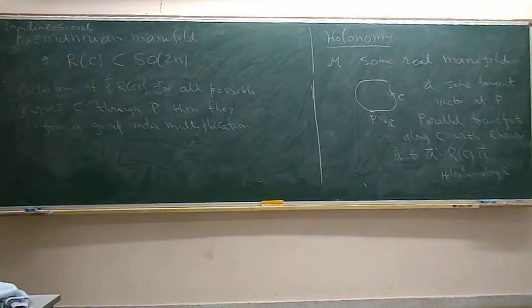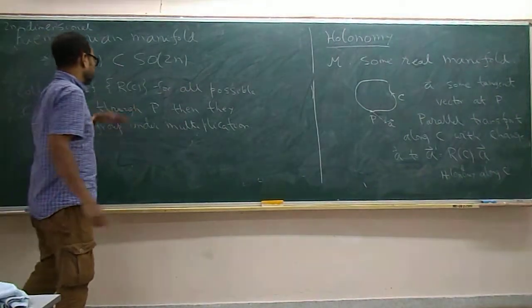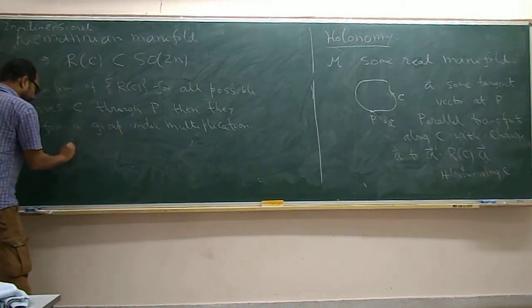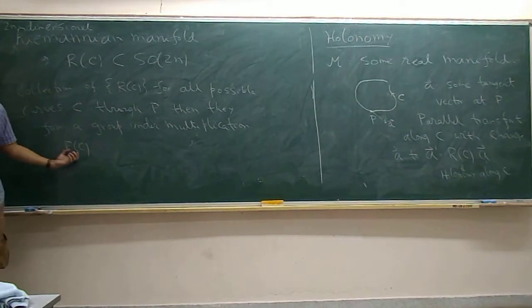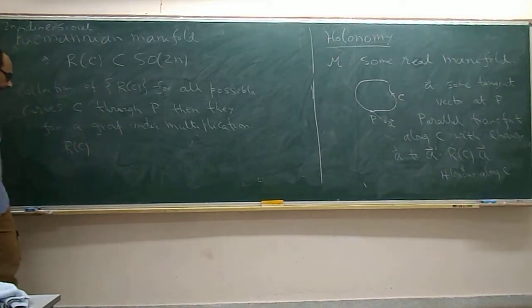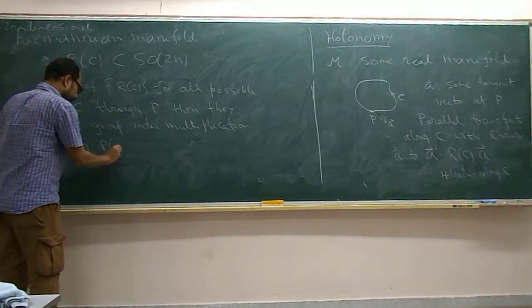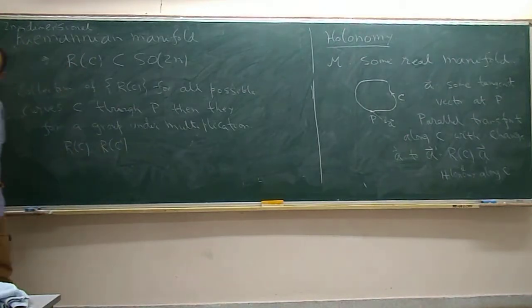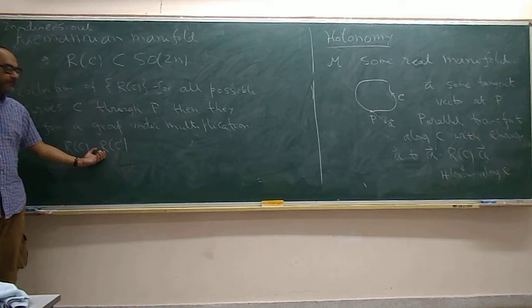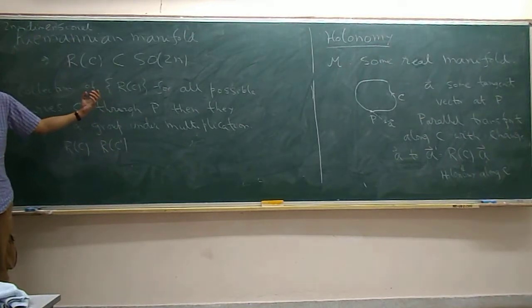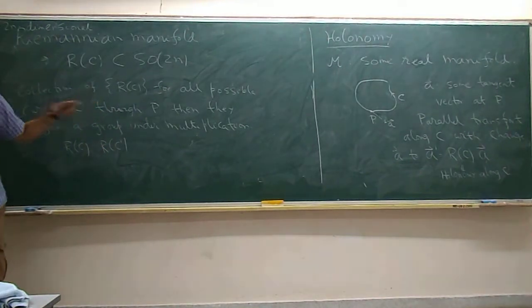Okay, so how do you see this? So how do you have to show this? You have to make sure that, suppose you have some curve C, you get a holonomy, we get this matrix RC. Imagine that you have another curve C prime. In order that they form a group, RC times RC prime must also be in this set. So it means you have to be able to identify another curve through P for which the holonomy is RC times RC prime.